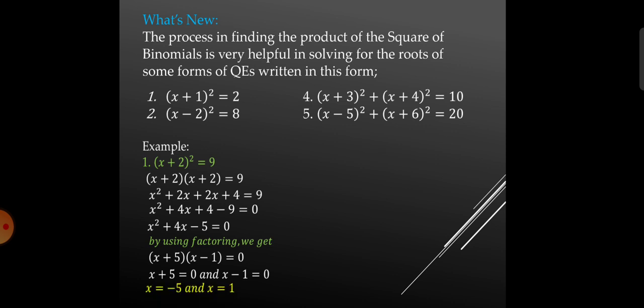Therefore, the first value of x is equal to negative 5. Kaya yung plus 5, inigbalhin sa right side, may negative 5. Then, ang minus 1 sa binomial, x minus 1, inigbalhin sa right side, mahimong positive 1. Therefore, the roots are negative 5 and positive 1.